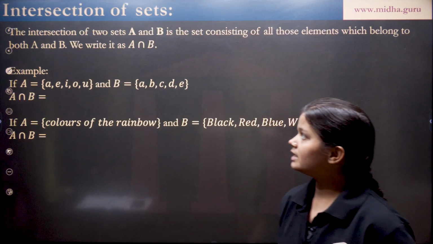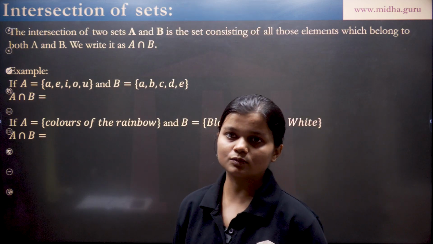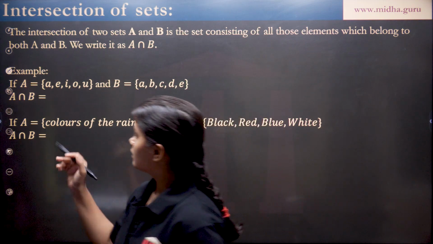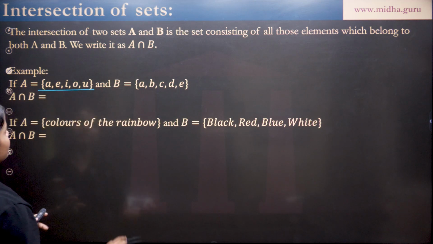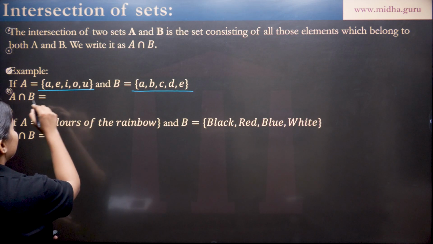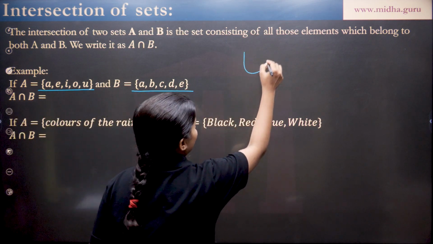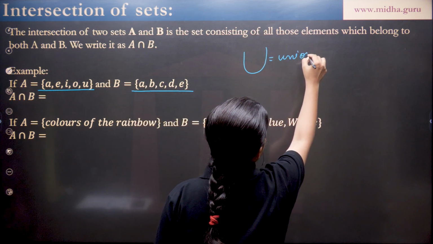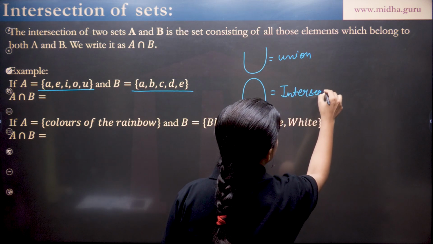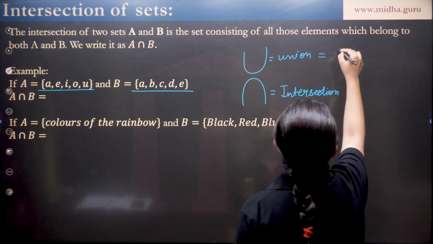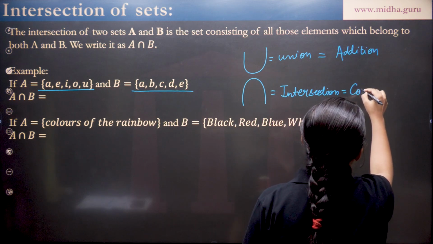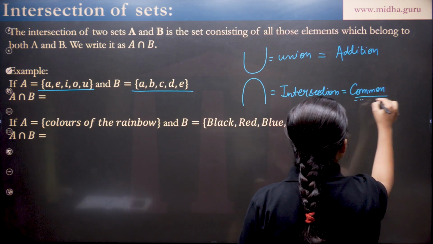Okay, next is intersection of sets. Intersection we have already discussed. Intersection is taking common elements between the two sets. For example, here A is given as A, E, I, O, U and B is given as A, B, C, D, E. So A union B, and we can write A intersection B. This sign is for union and this sign is for intersection. Union means addition and intersection means taking common between the two sets.